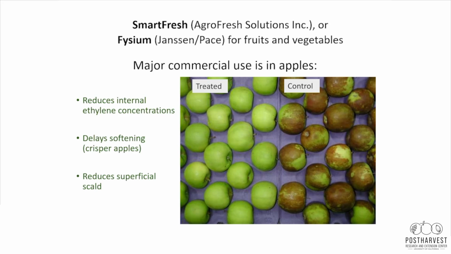That's the biggest target crop for methylcyclopropene. It works very well. It reduces internal ethylene concentrations in the fruit. It can effectively delay softening, and you get crisper apples. That's why apple quality today is much better than 15 or 20 years ago. It also effectively reduces superficial scald, and here is an example. On the left, you see apples treated with MCP and control apples on the right.